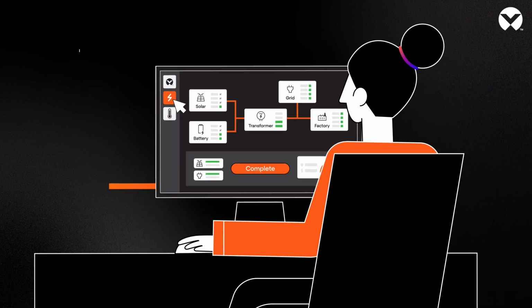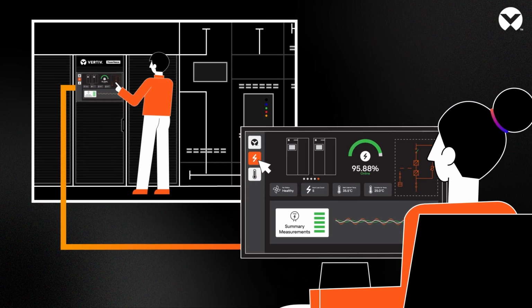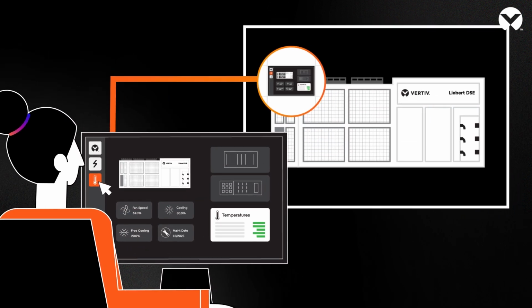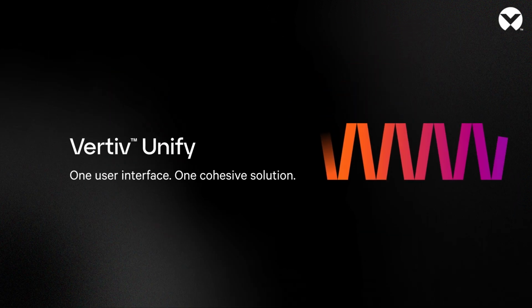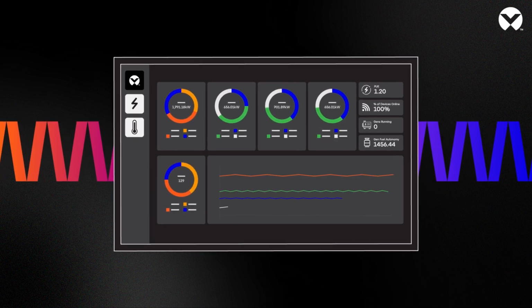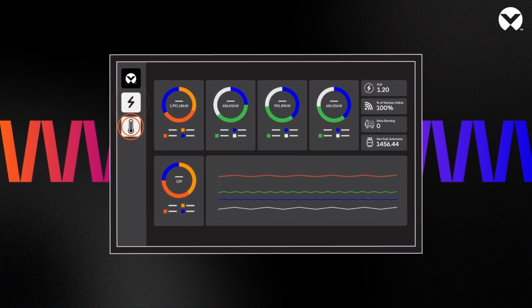Introducing an innovative solution that unifies all critical power and thermal systems in a single interface. Vertiv Unify. Enhance enterprise value by maintaining full visibility and control over the entire powertrain and thermal chain.